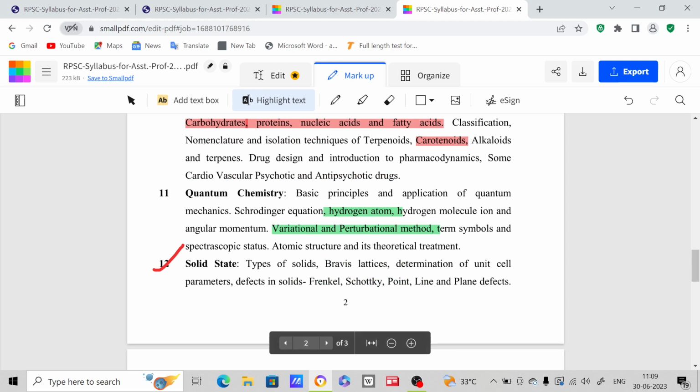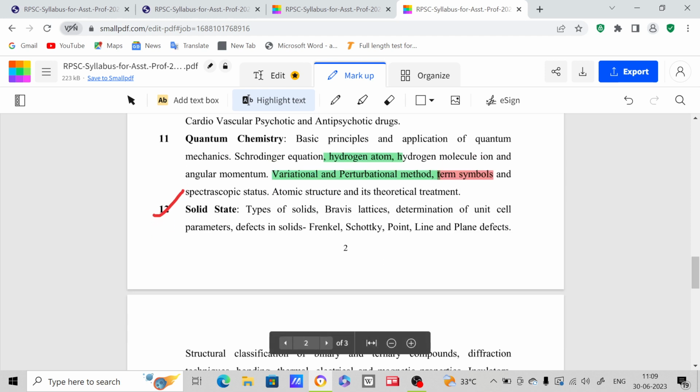Next, quantum chemistry. In quantum chemistry, we have very less syllabus here, not like CSIR NET and GATE. In CSIR NET and GATE, we have a huge syllabus, but here regarding quantum chemistry, we have very less syllabus. So hydrogen atom is very important. Variational and perturbational method is also very important. Okay, molecular term symbols. Molecular term symbols is very important. That's all. Okay, just focus on these three topics.